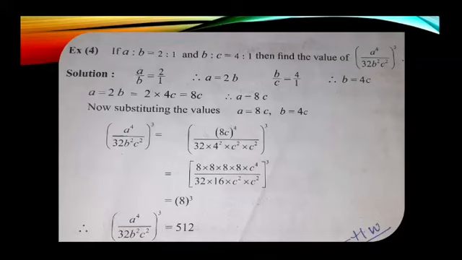So, we will get the answer as 8 cube. And cube of 8 is 512. So, the value of (a raised to 4 upon 32 b square c square) the whole cube is 512.